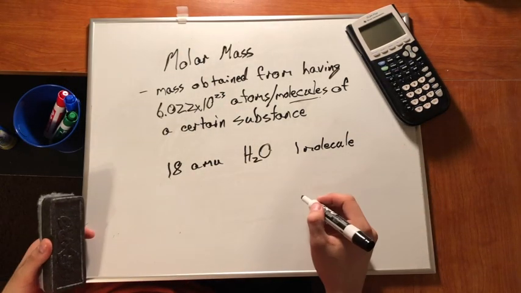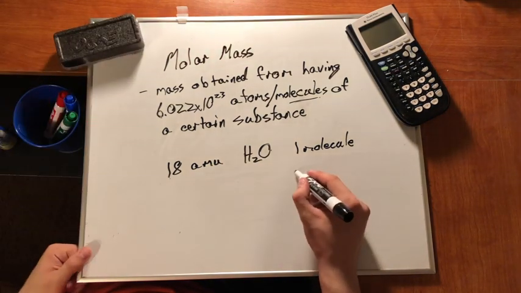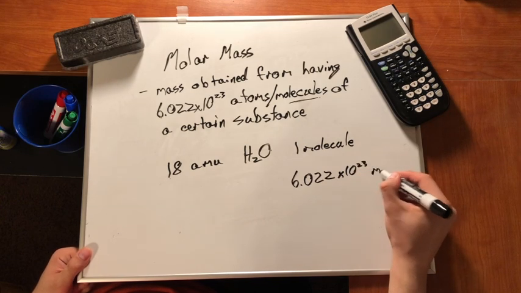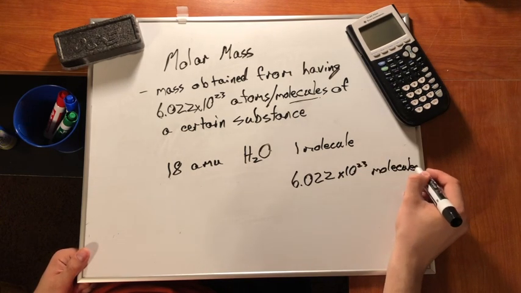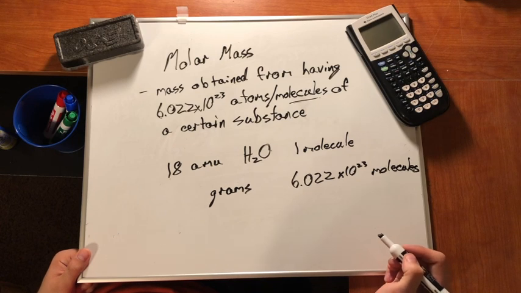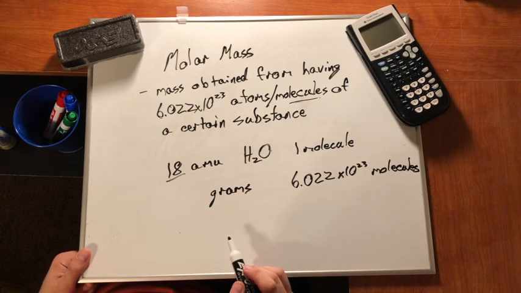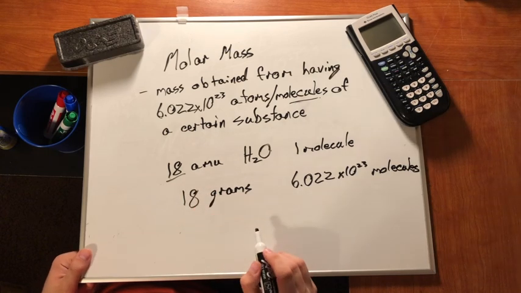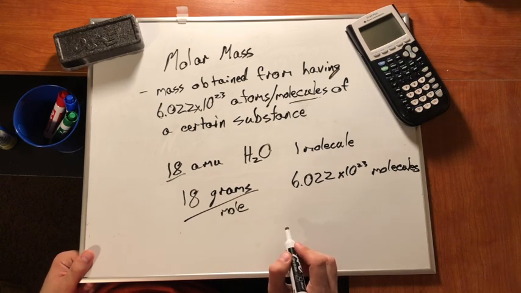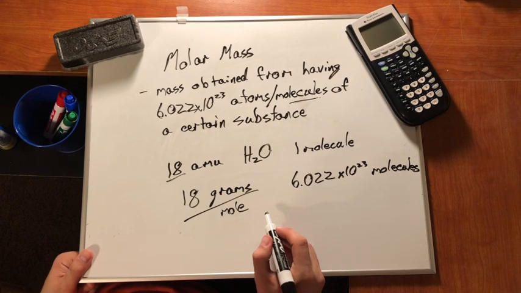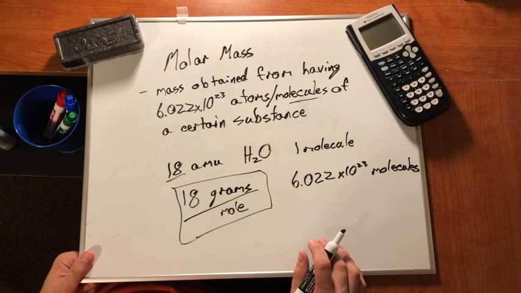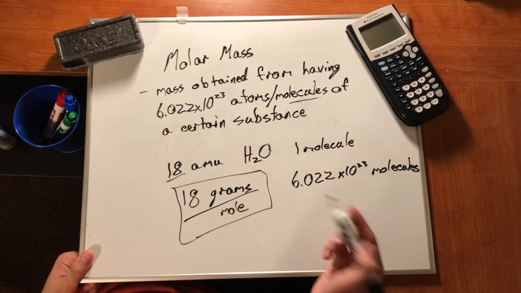The same idea with mole applies to molecules. What if I had 6.022 times 10 to the 23 molecules of water? What would the mass of that collection be in grams? Well, it's the exact same number as that mass there, except it's in grams now. So we have 18 grams. So 18 grams per mole of water molecules is the molar mass of that compound. And that'll work for any compound that you may run across. The molar mass applies to single elements and molecules as well.